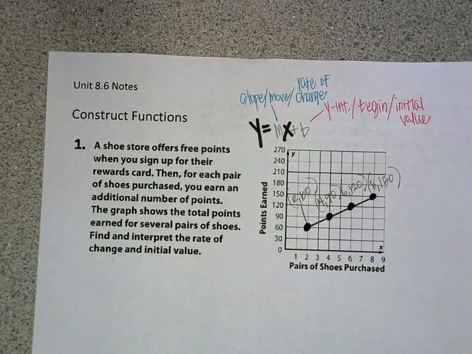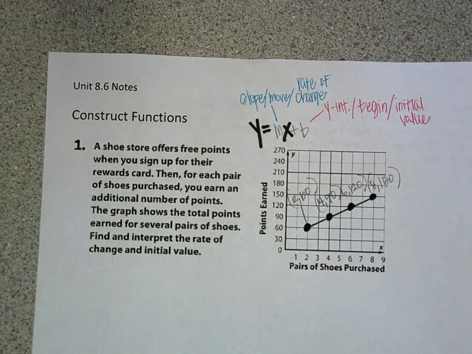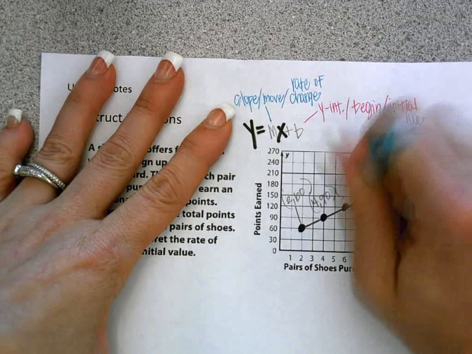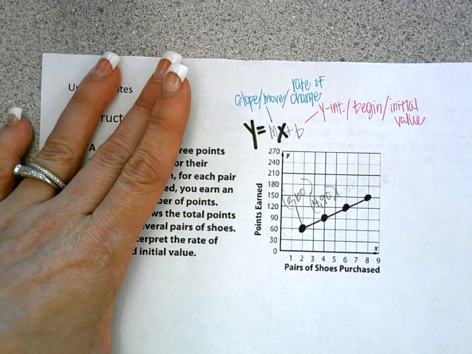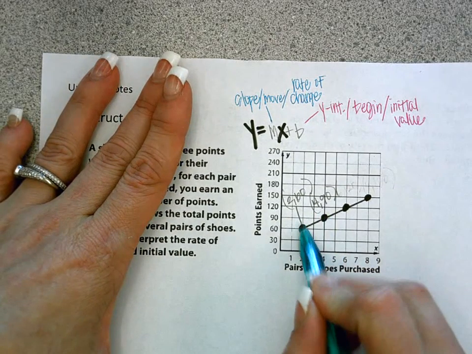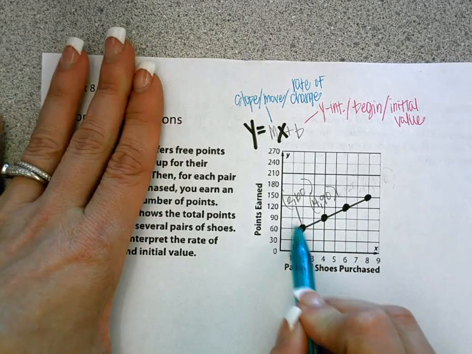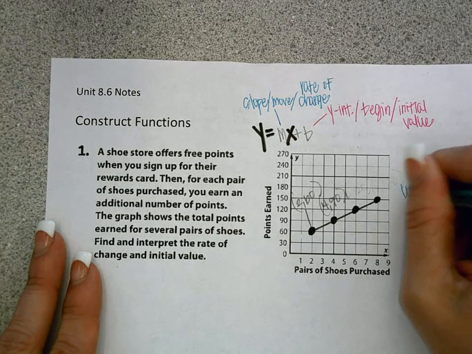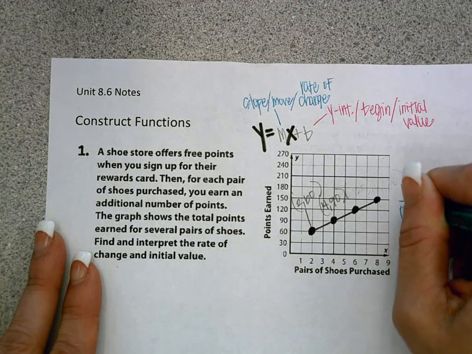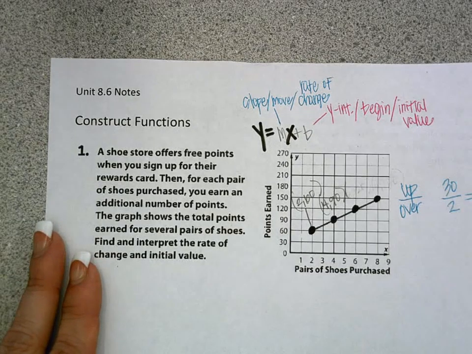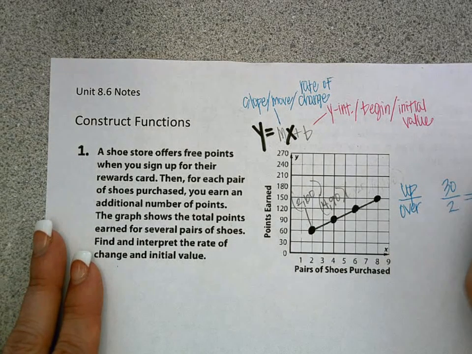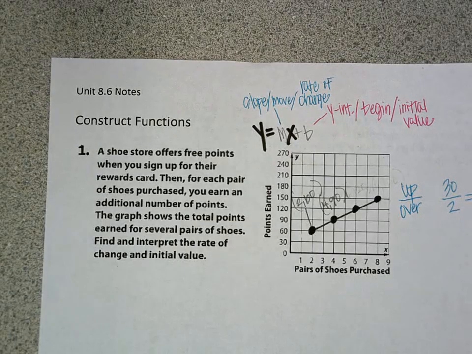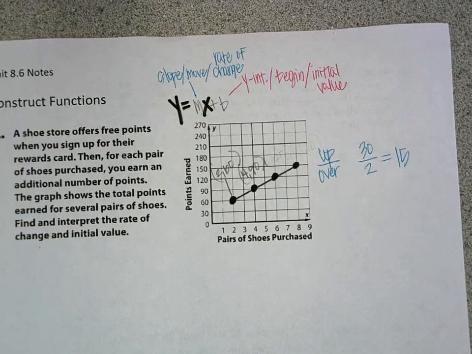Remember, slope is rise over run. Let's just randomly pick two points. I'm going to pick these first two. To get from this point to this point, how much do you go up? You go up 30, from 60 to 90. And how far do you move over? Over 2. If you reduce that, what is that? 15 over 1.